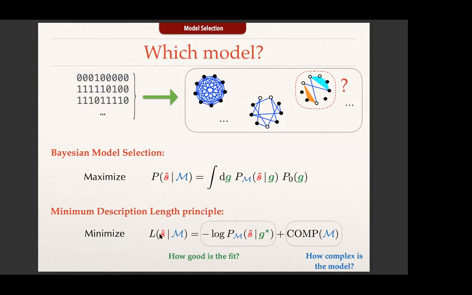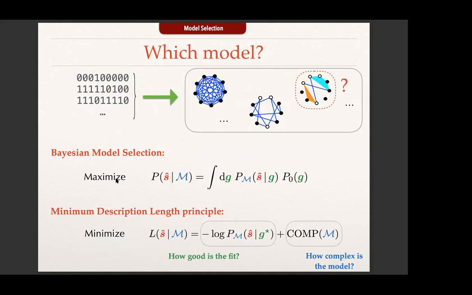There are several ways of doing this. The two most common ways are to use Bayesian model selection or to use the minimum description length principle. So what is the idea in Bayesian model selection?